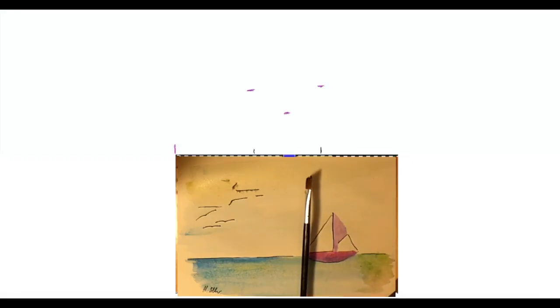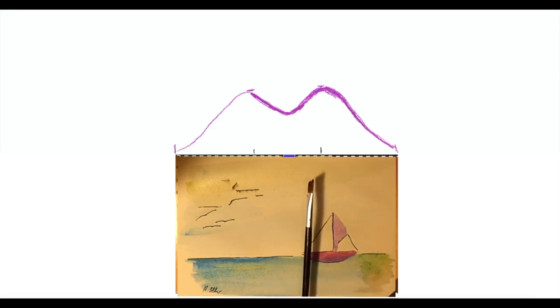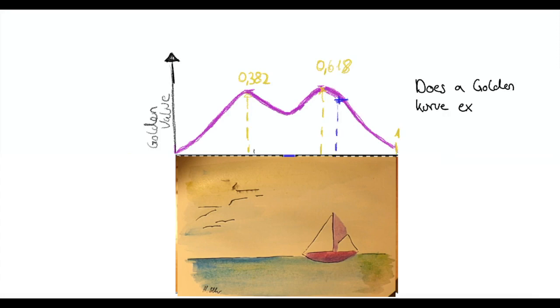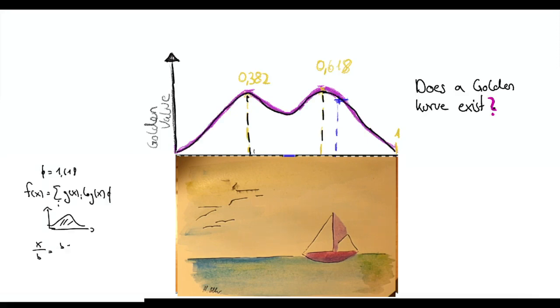I was wondering if we could assign a golden value to each ratio of the picture. And the golden ratio would be the one where the golden value is the greatest. Is it possible to draw a curve that assigns a golden value to each ratio of an image? The golden curve maps the ratio to the perceived tension. Does a golden curve exist, and if so, how can it be calculated?